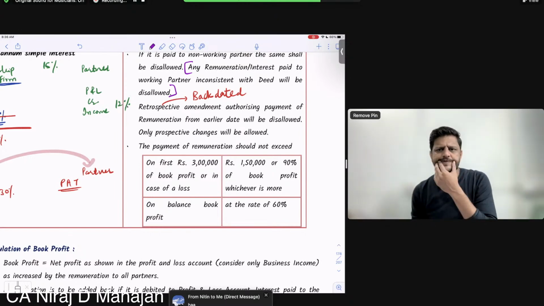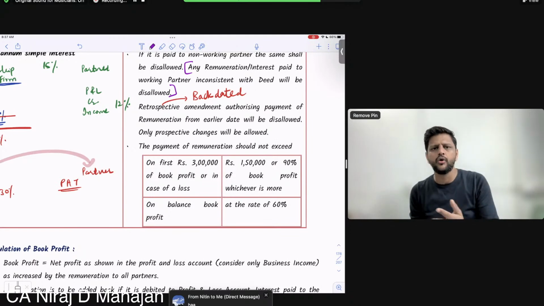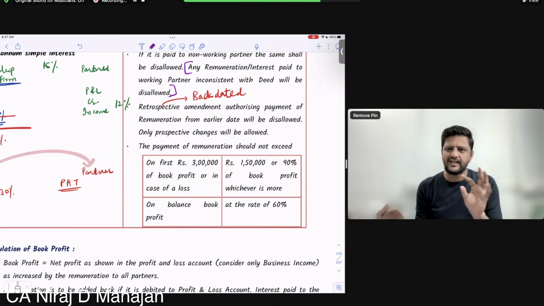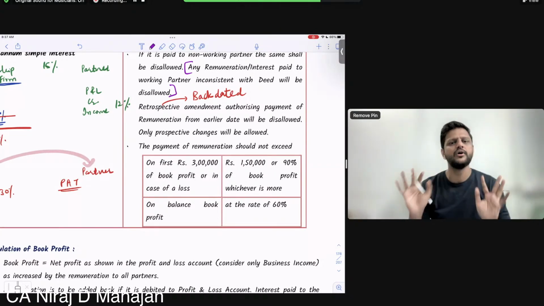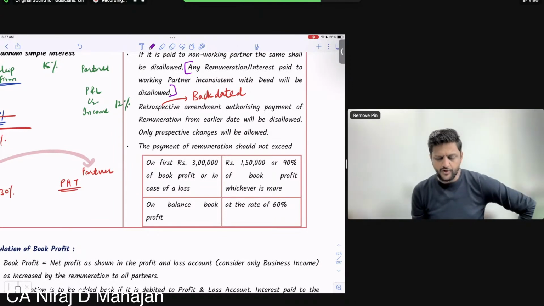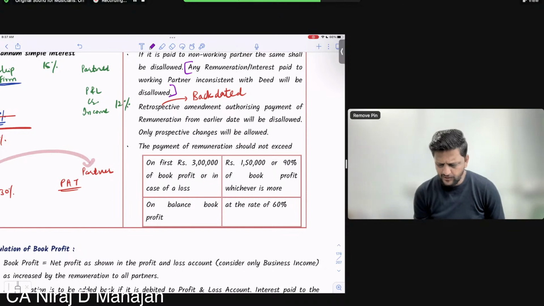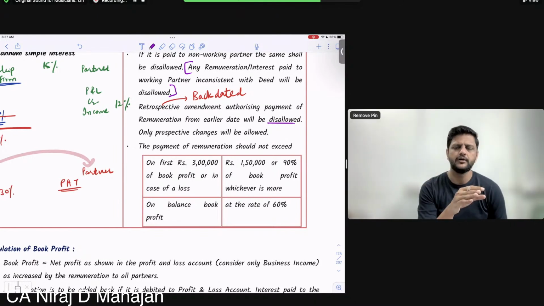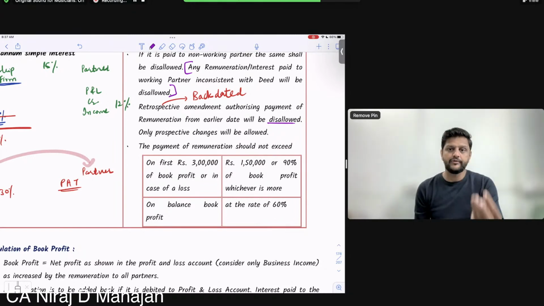Why am I focusing on small points? Because you never know what kind of small adjustments can come in the question. These points are there in the study material, very nicely hidden, but we have to focus. Read each and every word in the textbook. So retrospective amendments will be disallowed. Only prospective changes are allowed. Till now a question like this has not been asked, but you never know. They may give you a partnership deed or this kind of point. Anyways, now we come to the most important point.